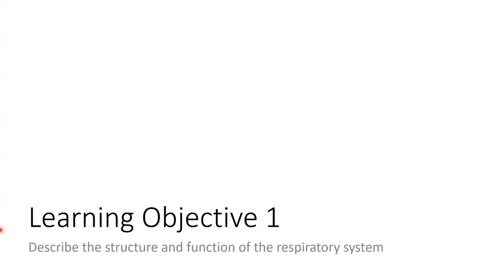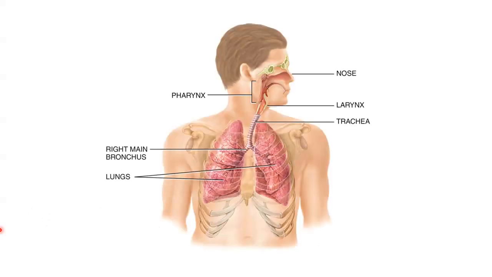So getting started on learning objective number 1, to describe the structure and function of the respiratory system. The respiratory system consists of the nose, the pharynx, which is also known as the throat, the larynx, which is also known as the voice box, the trachea, also known as the windpipe, the bronchi, which we have a left and a right main bronchus, and the lungs.